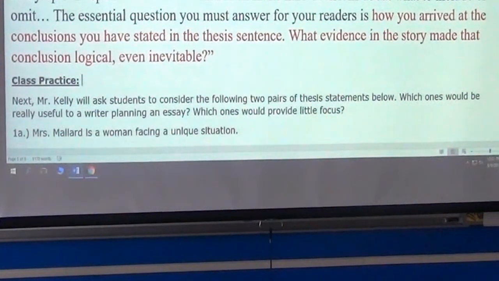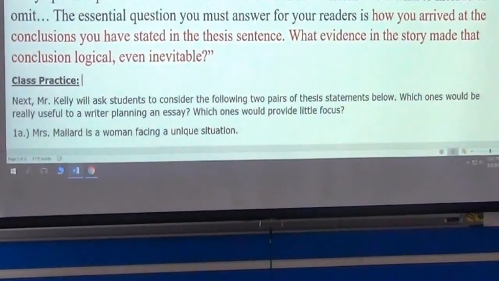Right, how do you arrive? Start with how you arrive at the conclusion you have stated in the thesis sentence. Okay, so once you create your thesis, that's the new question that you're trying to answer throughout your essay. How did I get to this conclusion in the first place? That the sky is green. Shoot, I've got some backing up to do with this.